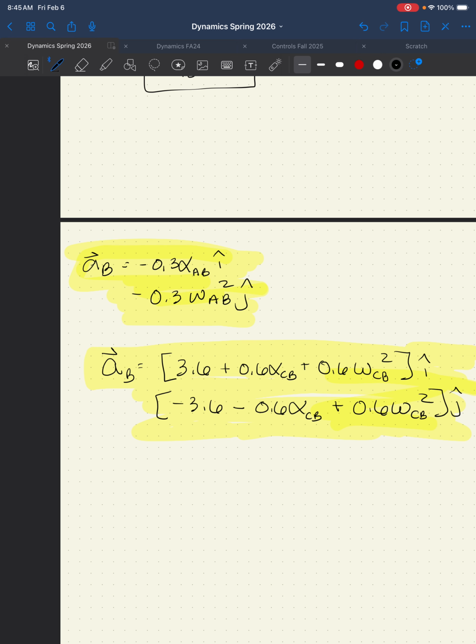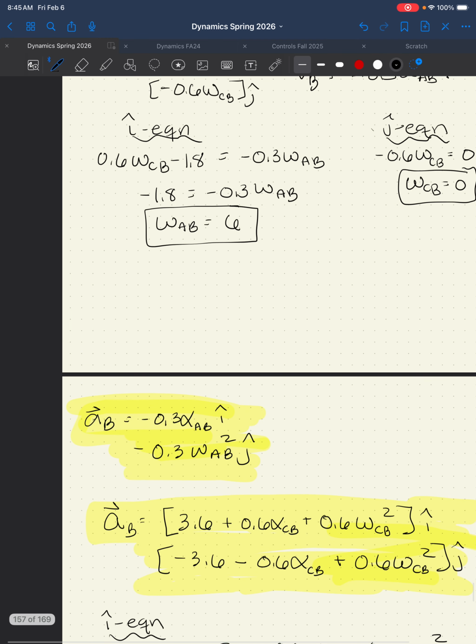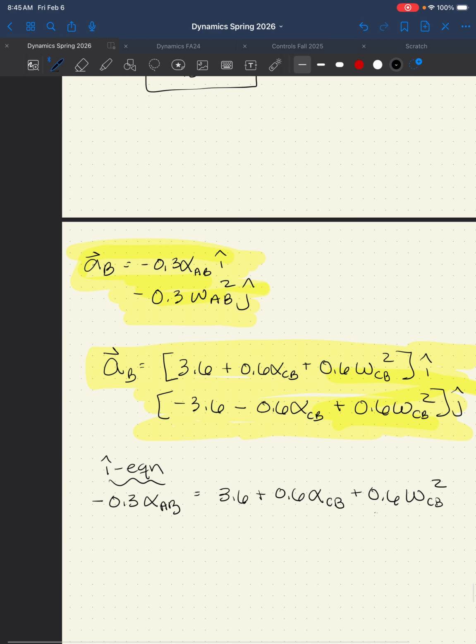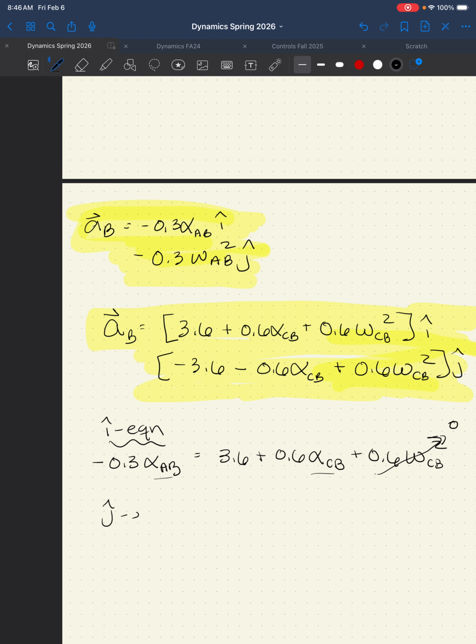Again, I'm going to set I components equal and then J components equal. So I equation: minus 0.3 alpha AB equals 3.6 plus 0.6 alpha CB plus 0.6 omega CB squared. And I'm going to fill in what I know too. So I know omega CB is 0 from above. So that goes to 0. All right, but I'm left with 2 unknowns, alpha AB and alpha CB. So I can't solve this quite yet. I need to set up my J equation.